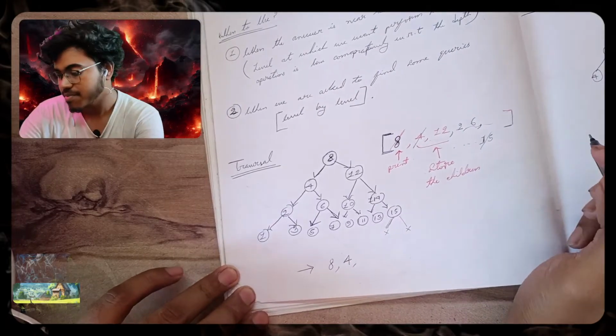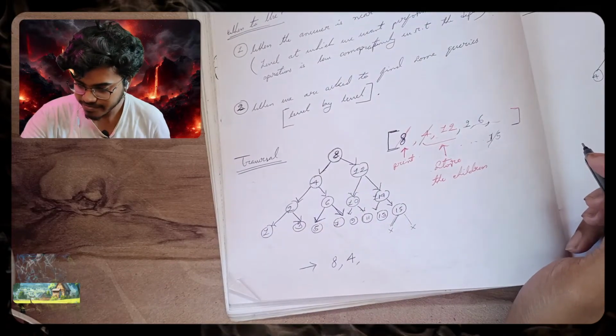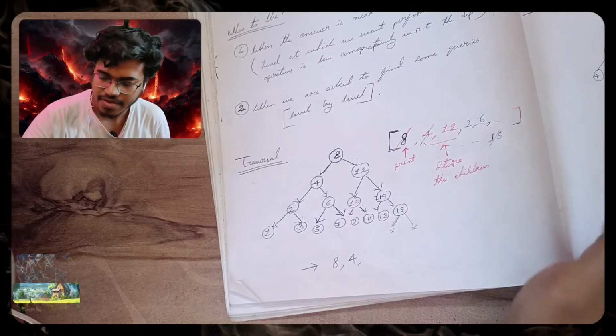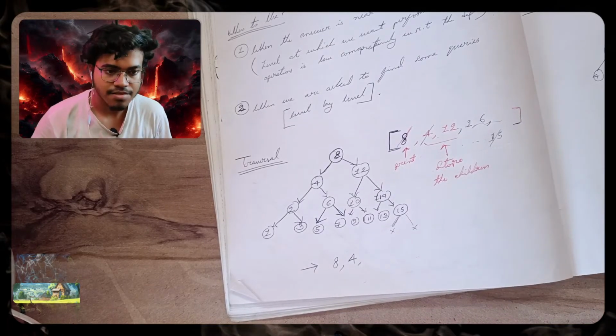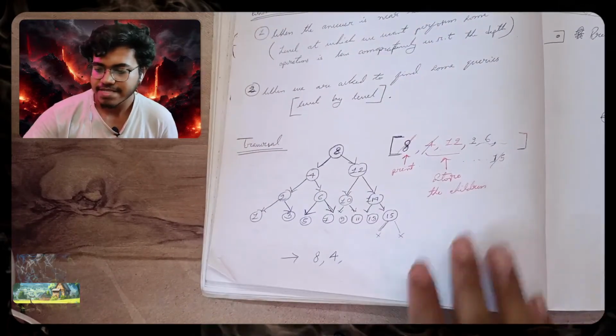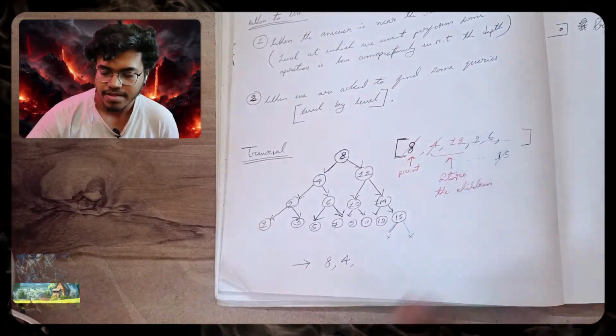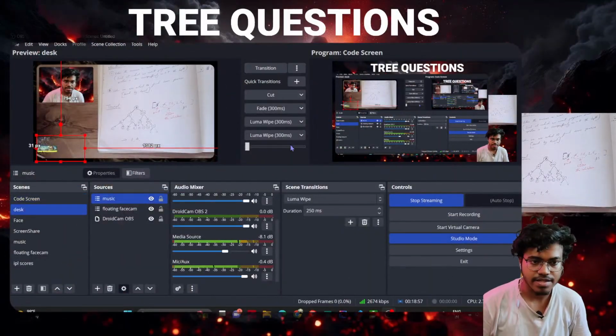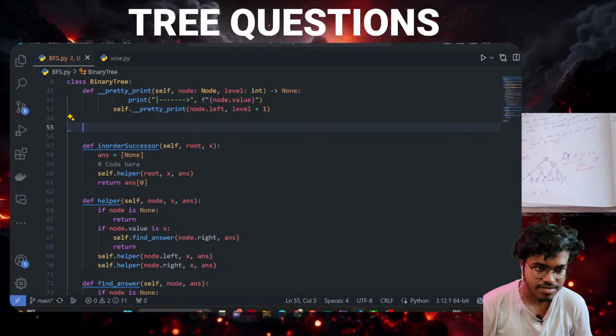And when the queue becomes empty, we don't do anything. So this is how we will implement BFS in theory. Now let us implement this in code.